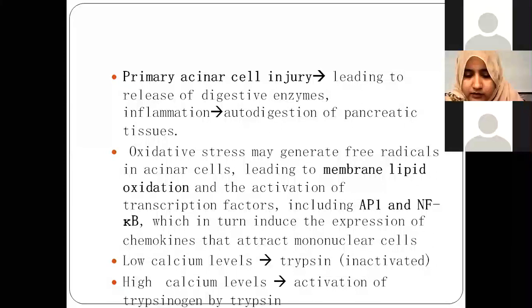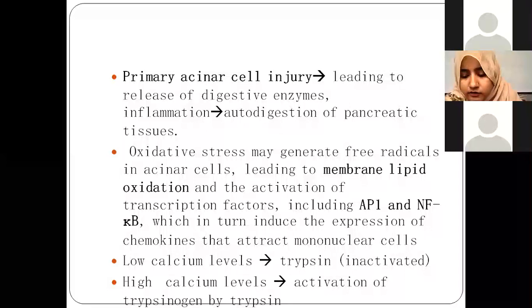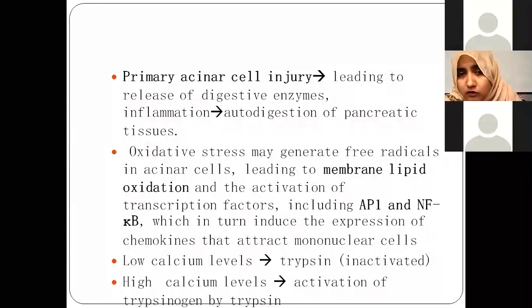Remember one thing, whenever there is high calcium, it will cause enhanced conversion of the trypsinogen to trypsin, and when there is low calcium, trypsin remains inactive. So all the metabolic conditions can cause acinar cell injury because of conversion of the trypsinogen into trypsin. Okay, and trypsin is responsible for protein digestion.